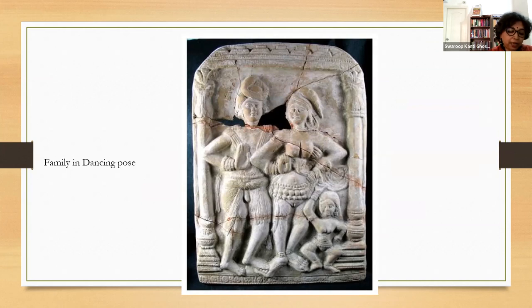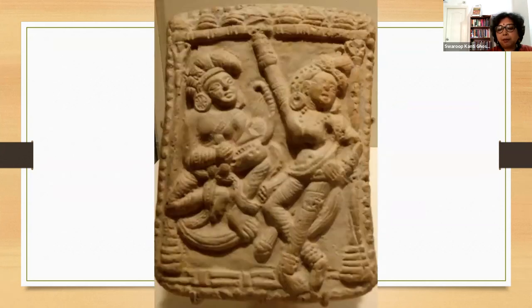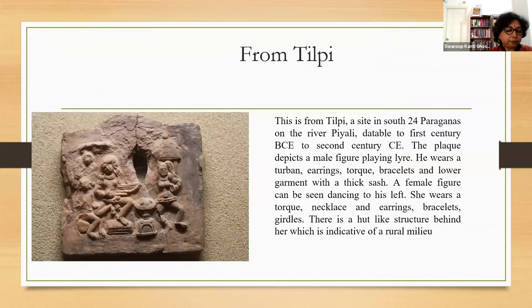One plaque with the theme of dance and music is also significant, but I'm not talking of this one. This is from Tilpi. This is not from Chandraketugarh, but from another site. There were two sites called Tilpi and Dosha, which had also been excavated, maybe in around the last 10 years. This image is from Tilpi, a site in 24 Parganas, and there's a river flowing through the site, known as the Piali River.